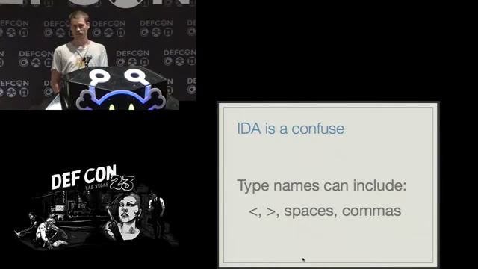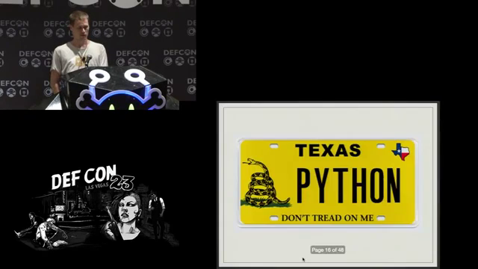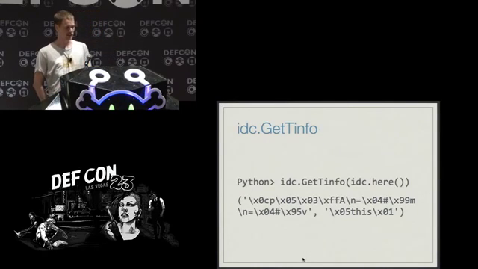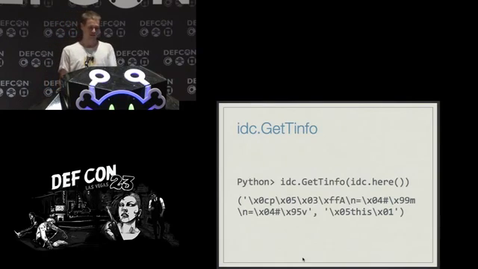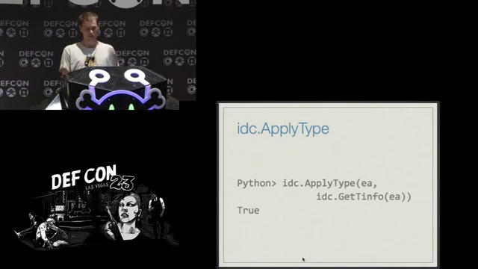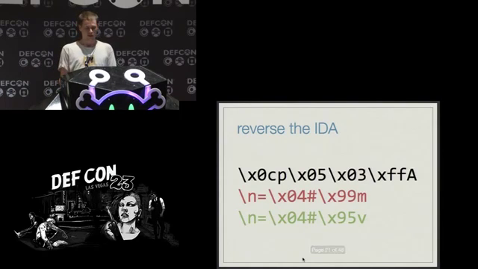So there are 3 ways we can do it, and we're going to use Python. That's a Texas Python, or rattlesnake. So the first way, there's an IDC function, get_tinfo, and it'll give you a tuple of 2 strings. The first one is the type expression, and the second one is the args. And if we get the tinfo and we give it to apply_type, then it works out. And this is the type part of it.